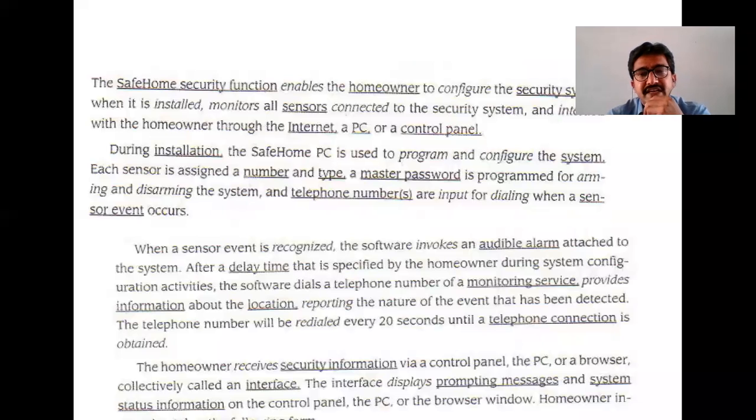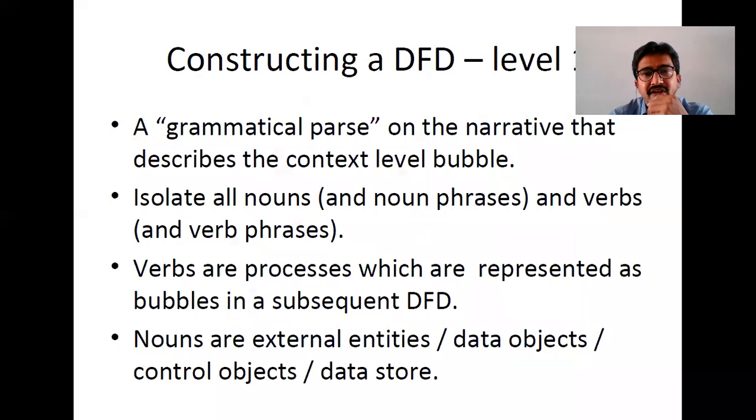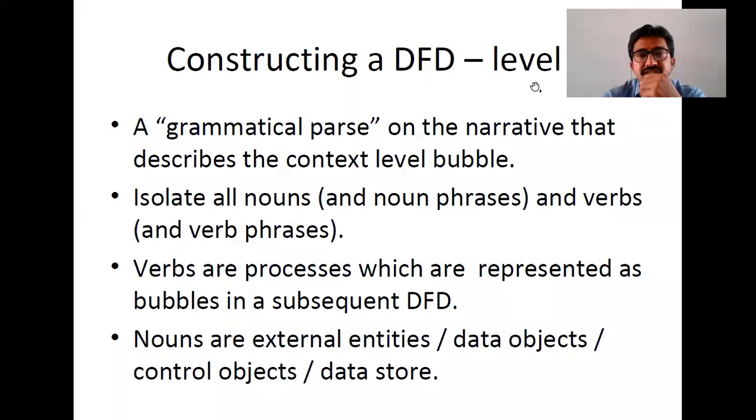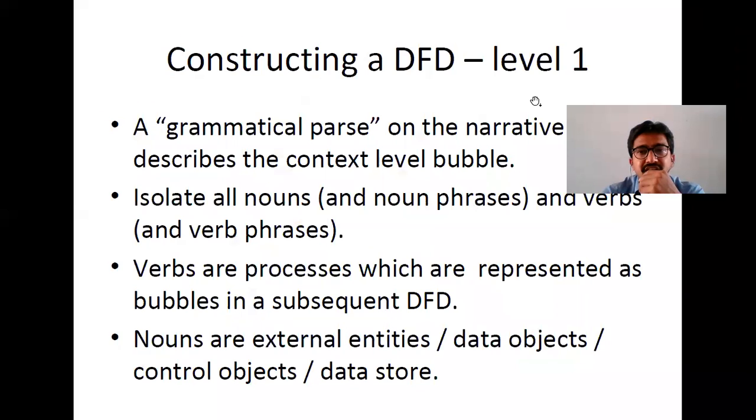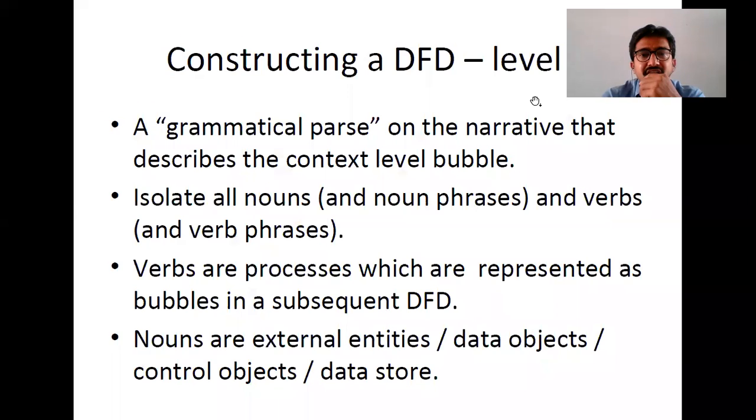Okay, and this is a detailed description of how it will go on. Coming to the next part, that is level 1. So if you come to level 1, how are we going to construct it? Here we put grammatical focus on the narrative that describes the context level bubble. Here, bubble means some more details have been given.